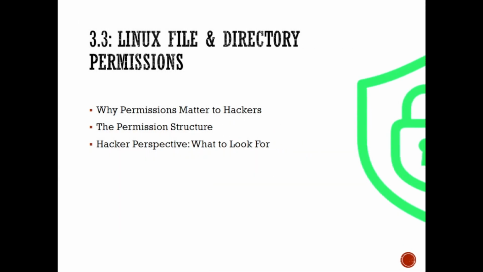Welcome back to Secure7, and this is Module 3.3, Linux File and Directory Permissions. This is where things get real, because knowing who can do what on a system is the key to unlocking privilege escalation, persistence, and stealth. Let's dive in. Why permissions matter to hackers.